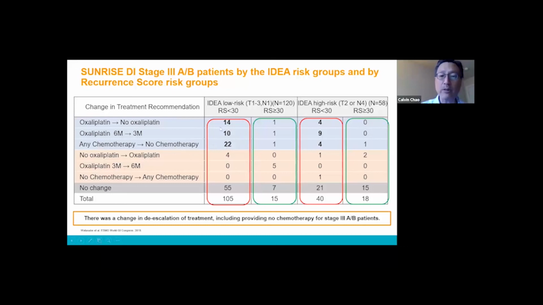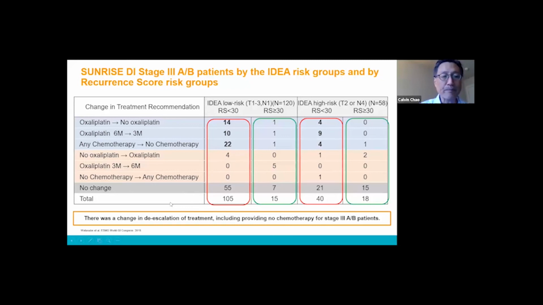And these were all low recurrence score patients, even though they all had low risk IDEA where the study itself might suggest you need to give 3 months of oxaliplatin. But these investigators decided that no, we can even go further than that. And even in the high risk IDEA, there were some patients that de-escalated further because of the low recurrence score and the risk estimates that they got, calculating that the absolute benefit wasn't worth the extra toxicity.